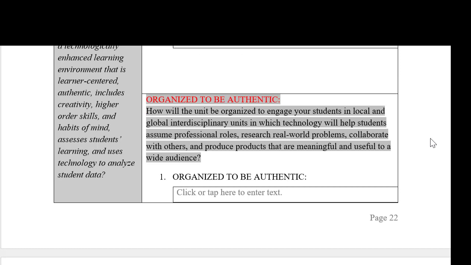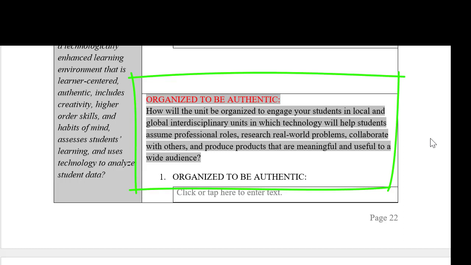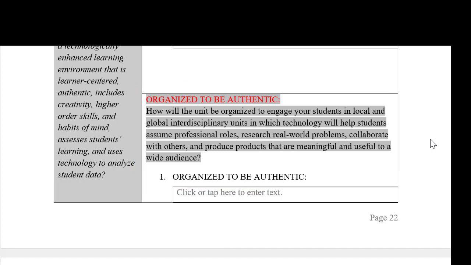Now, you want to make sure you're organized, but also authentic. This is where it gets hard. You want to make sure that you engage your students in local and global interdisciplinary units in which technology will help the students assume professional roles, research real-world problems, collaborate with others, and produce products that are meaningful and useful to wide audiences. Now, what does this really mean?